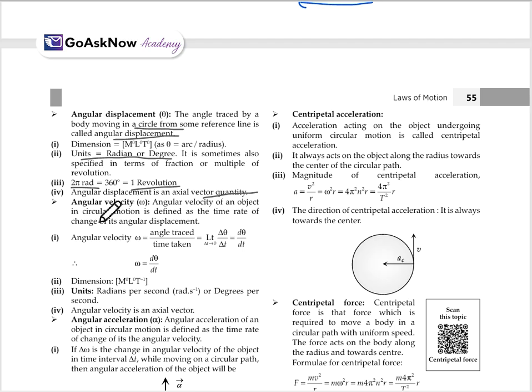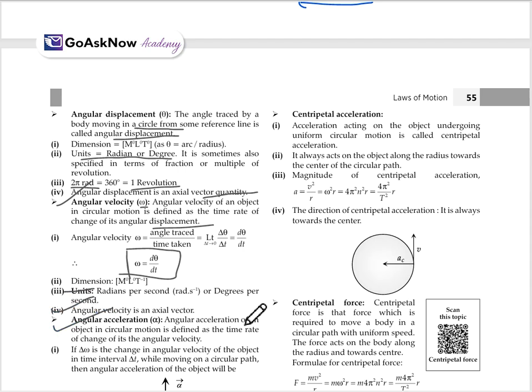Now, angular velocity. Angular velocity, denoted by omega, of an object in circular motion is defined as the time rate of angular displacement. Angular velocity is equal to angle traced upon time taken. So it will be the limit of delta theta upon delta t, that is d theta upon dt. So omega is equal to d theta upon dt. This is the mathematical expression of angular velocity. Its dimension formula and unit is radian per second. Angular velocity is an axial vector.